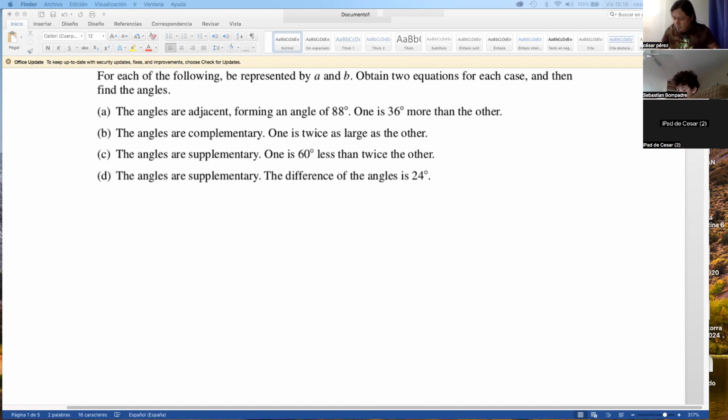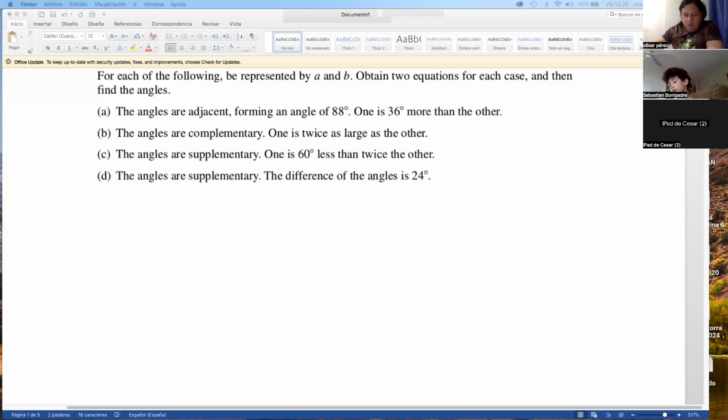So the smaller angle is 26. Okay, that's right. And the other is 62. The other is 62. Okay. Yes, that's right.